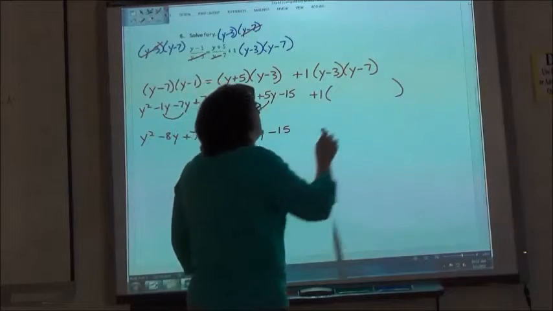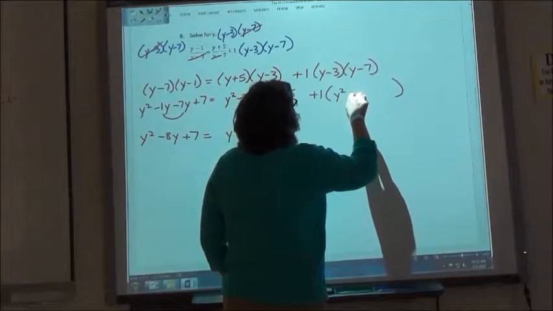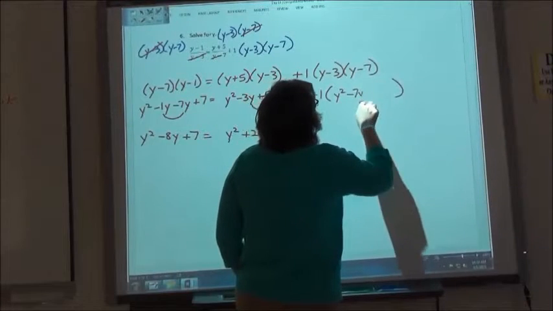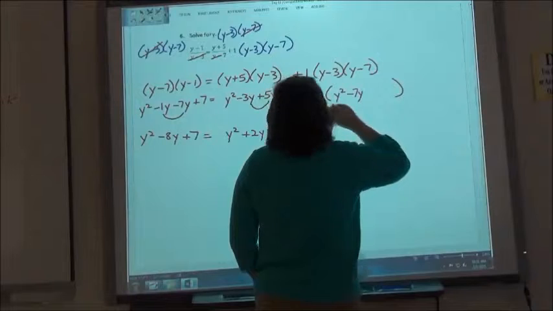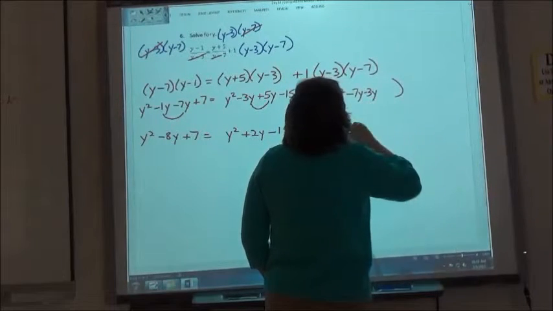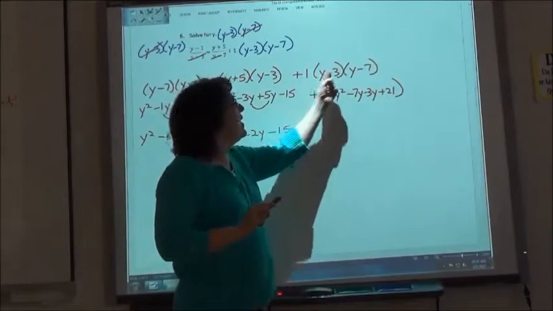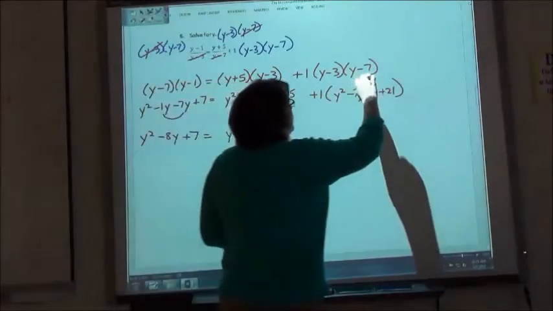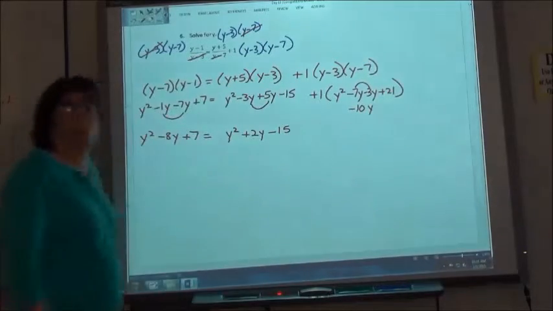Okay, let's get y squared minus 7y plus 3y. That's a minus 3, right? That was y minus 3. Minus 3 and 21, plus 21, because I should have a negative times a negative. So combining those middle two, I'm going to have a minus 10y in the middle, right?